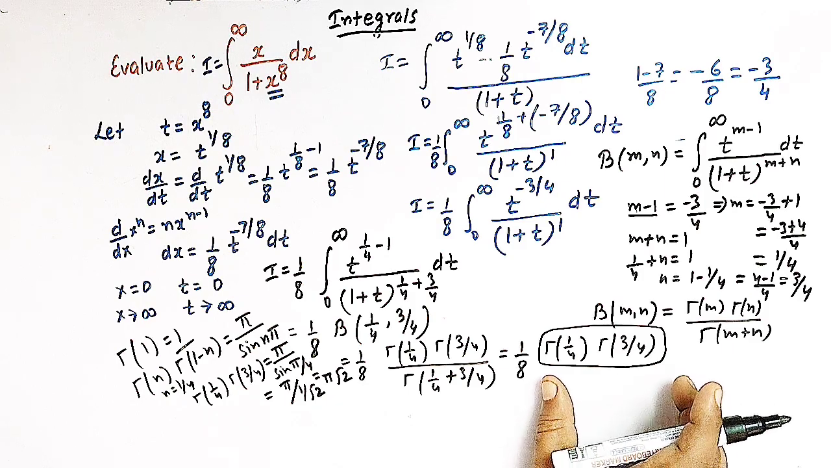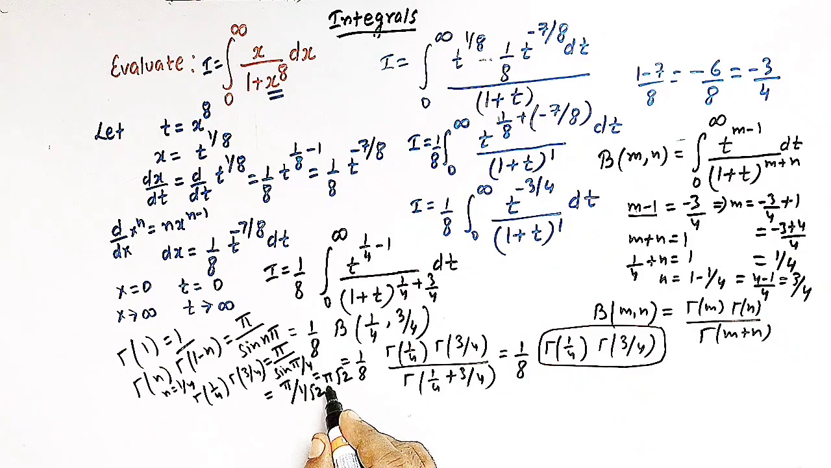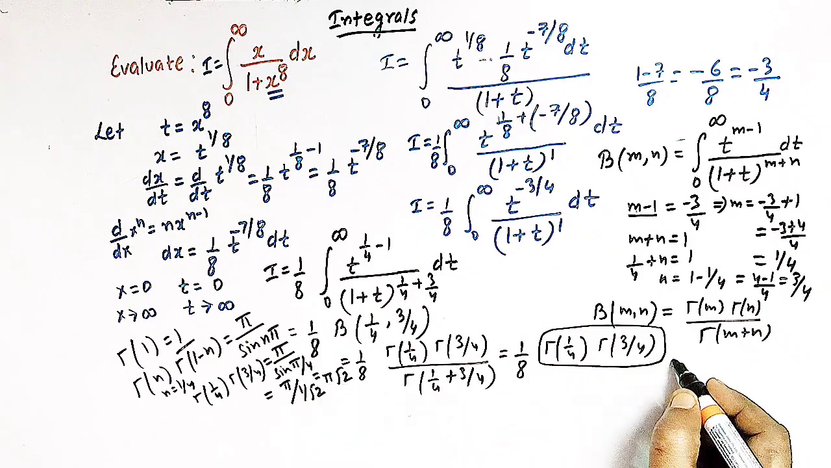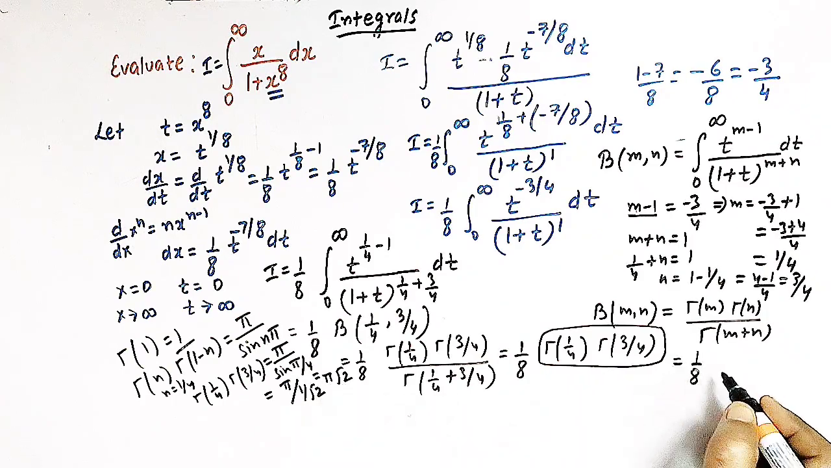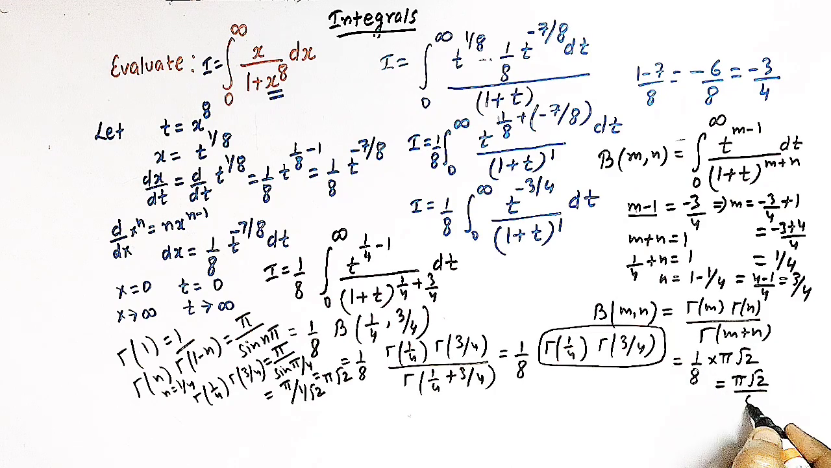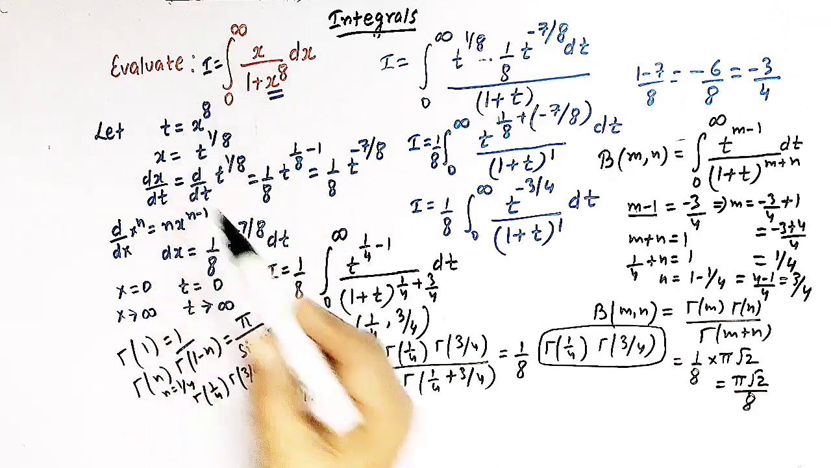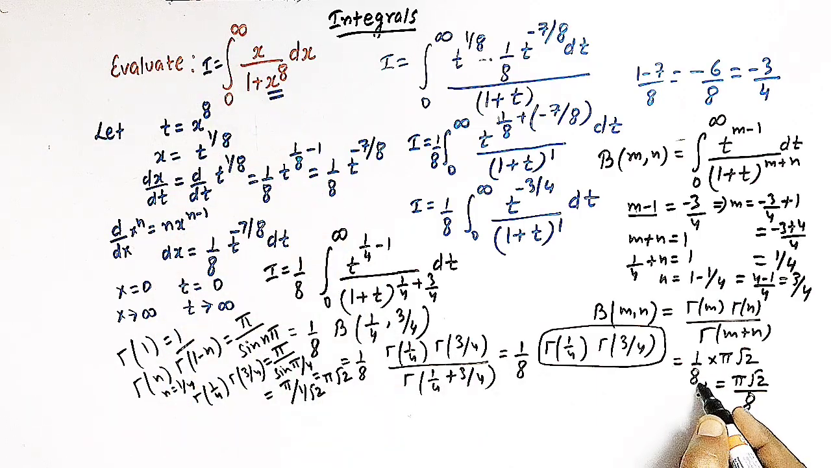So substituting the value of this expression as pi times square root of 2, we have 1 over 8 times pi root 2. So this is pi root 2 over 8. So viewers, the value of this integral I is equal to pi times square root of 2 divided by 8.